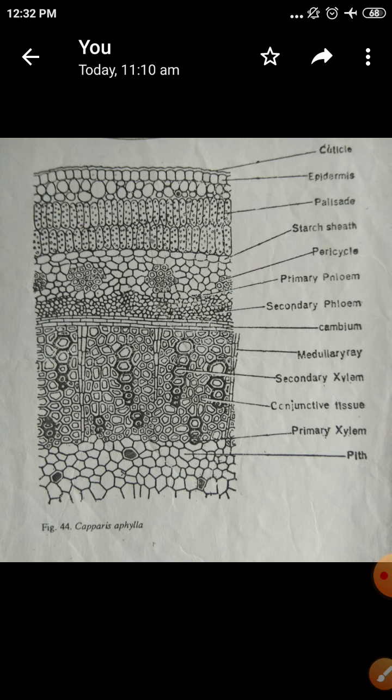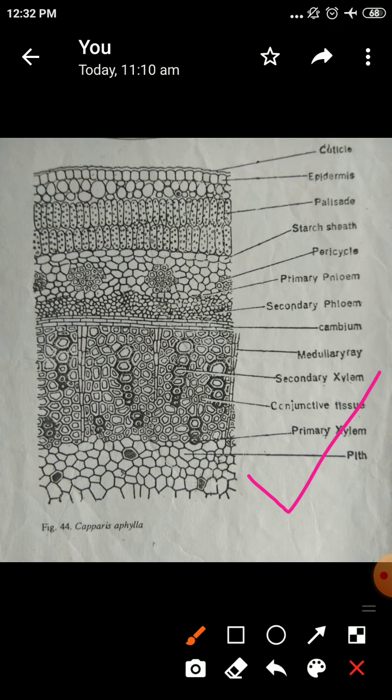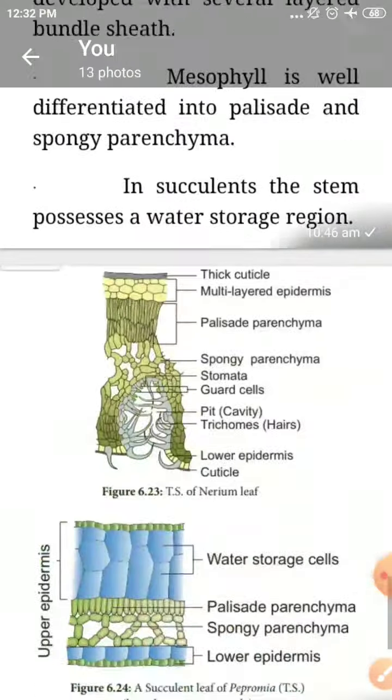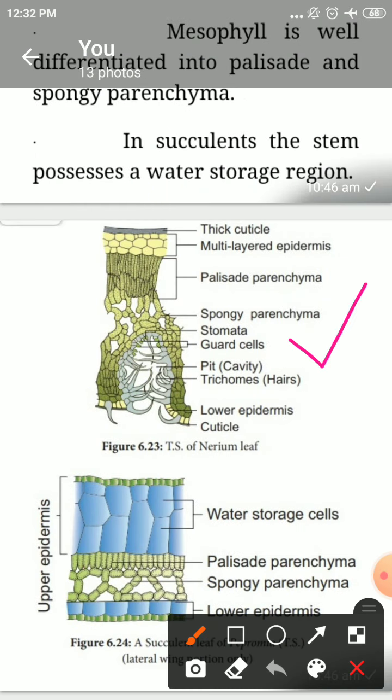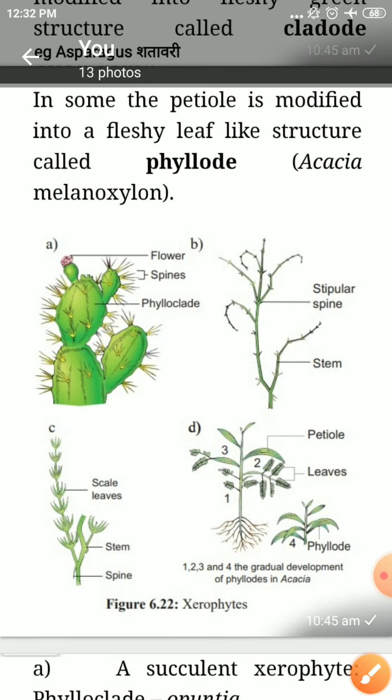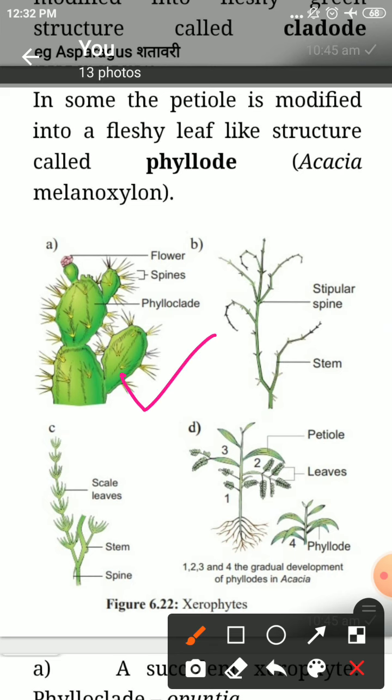So for internal adaptations, we have to prepare this figure. We have to prepare the TS of Capparis stem. This figure should be prepared. Now beside this, this is one more figure. We can also prepare this figure, the Nerium leaf TS. These figures should be prepared. And for the morphological adaptations, we should sketch this, the phylloclade of Opuntia plant. It can be sketched. This is easy to sketch also.